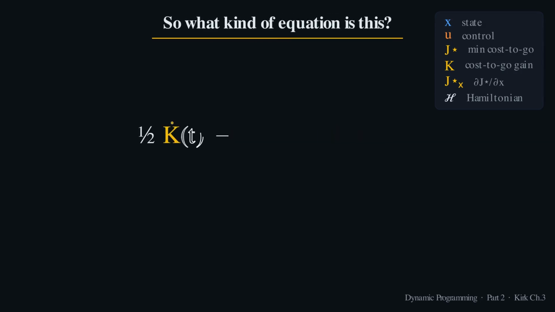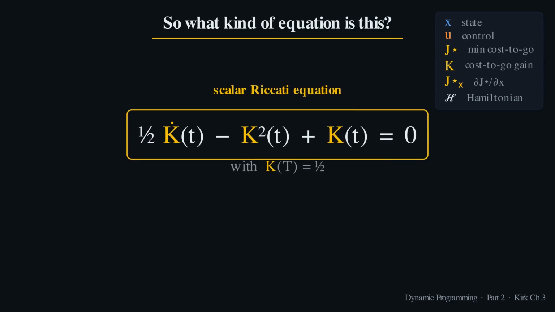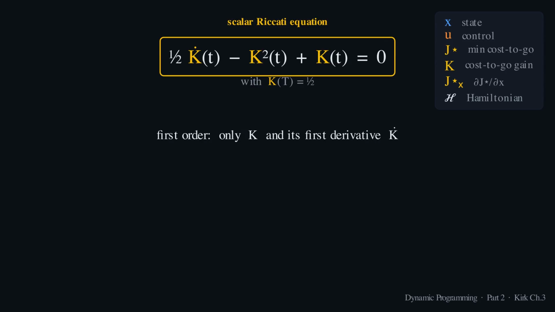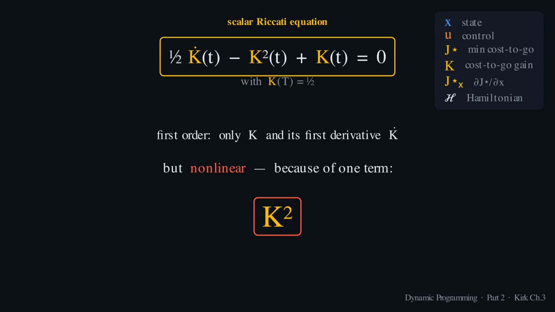So what kind of equation did we just earn? Look closely. It has k and its first derivative k dot, so it's first order. But there is one troublemaker, that k squared. The square makes it non-linear, and being non-linear is exactly what makes it a Riccati equation.